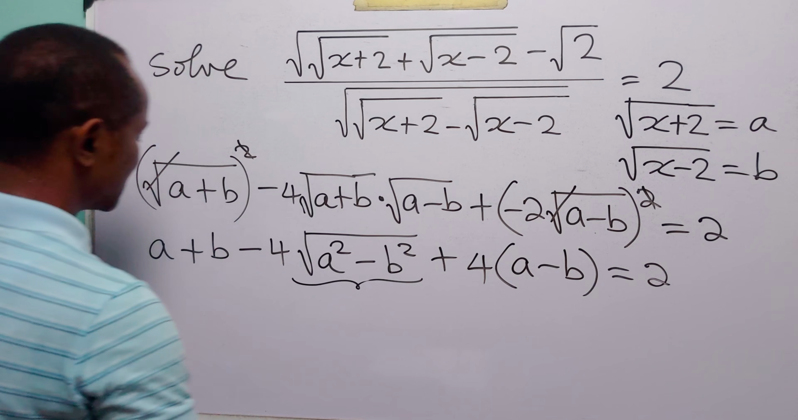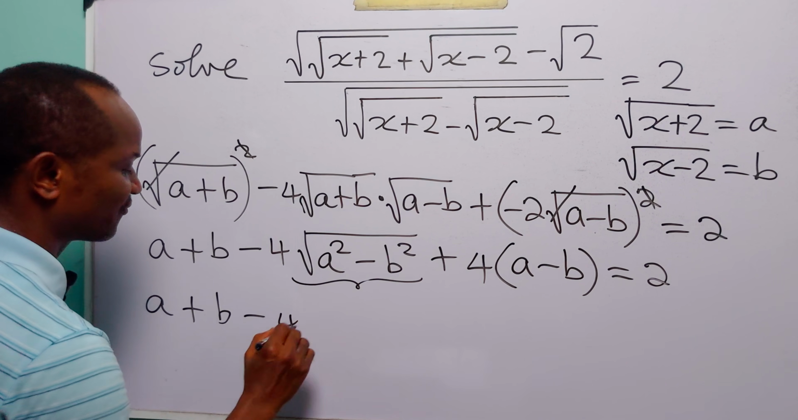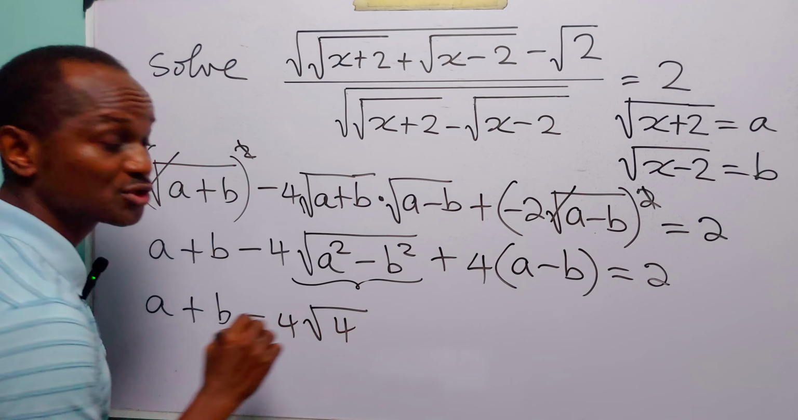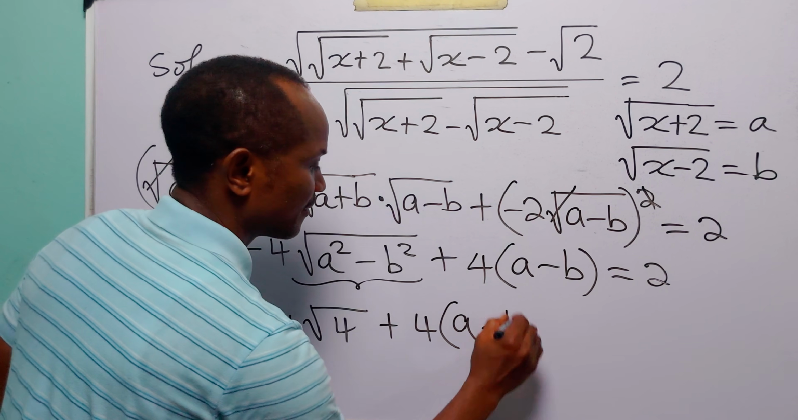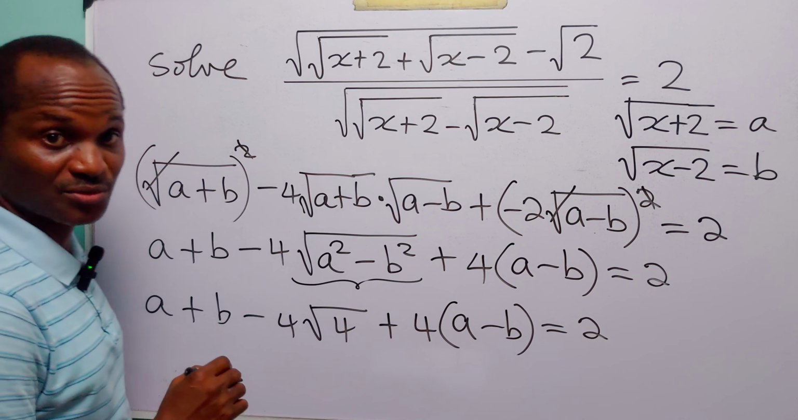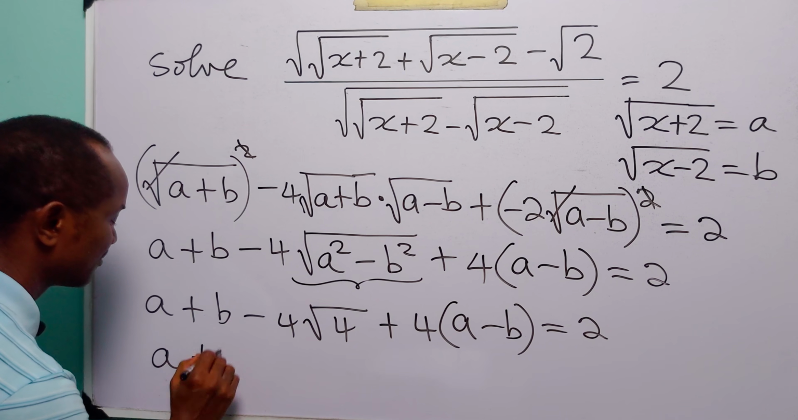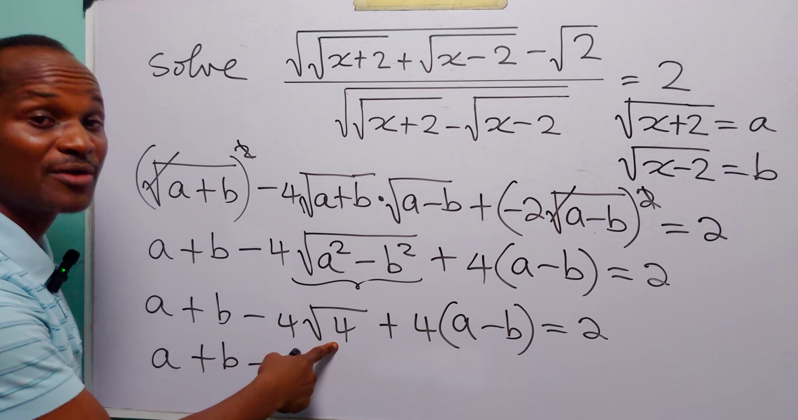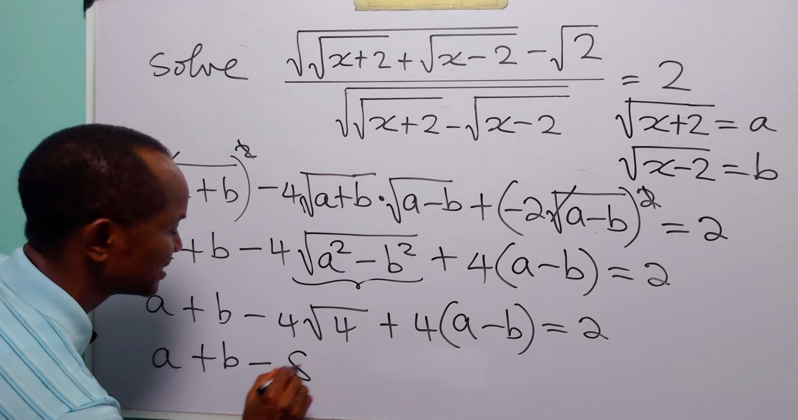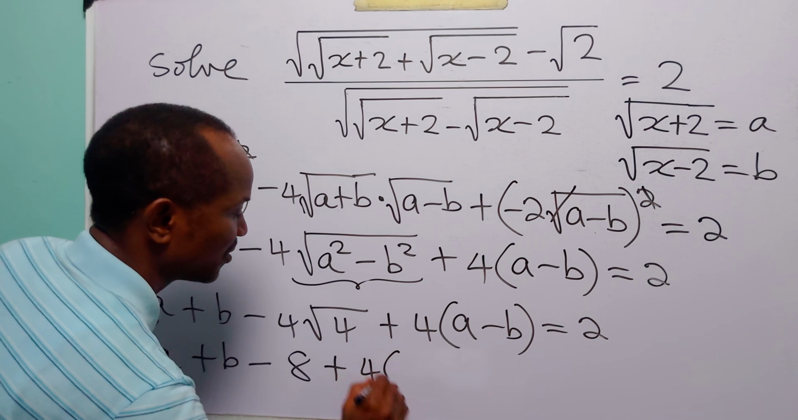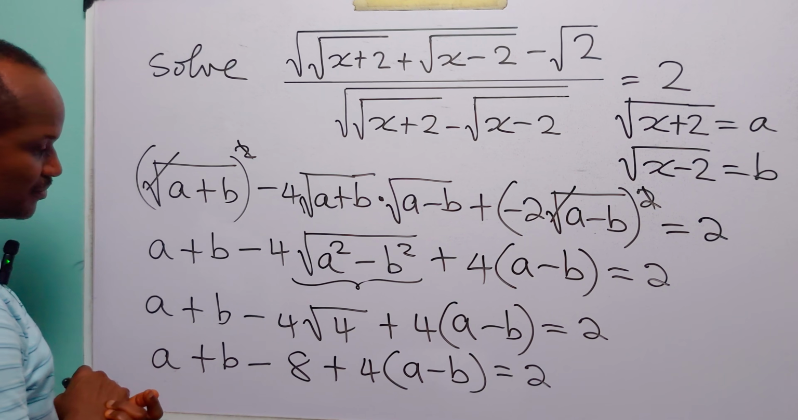So this equation is the same as a plus b minus 4 times the square root of 4 plus 4 times a minus b is equal to 2. From here, we have a plus b minus the square root of 4 is 2. 2 times 4 is 8. So this is 8 plus 4 times a minus b is equal to 2.